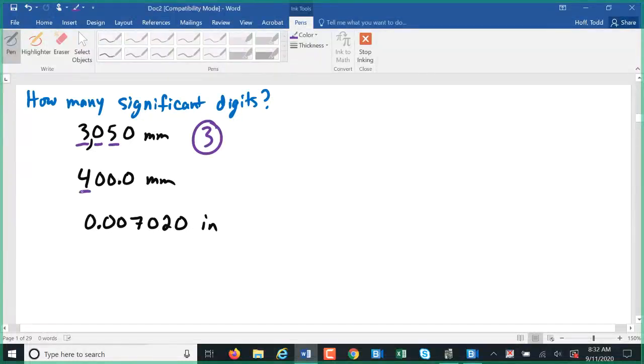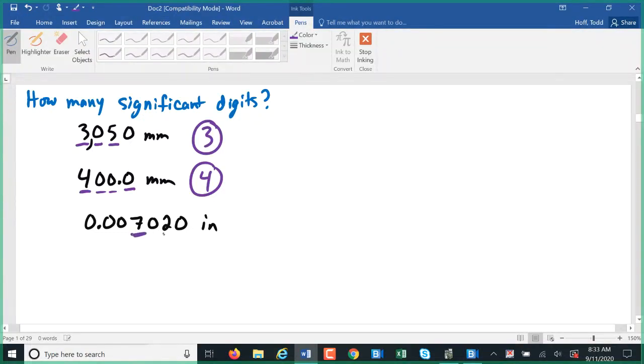The 400 millimeters, though, the 4 is significant because it's not a 0. How about this 0 here? It'd be easier if I move down to this 0 down here. Is that significant? Yes, it's after the decimal point and at the end of the number. Which means these two have to be significant because it's between other significant digits. That number, 400.0 millimeters, has 4 significant digits.